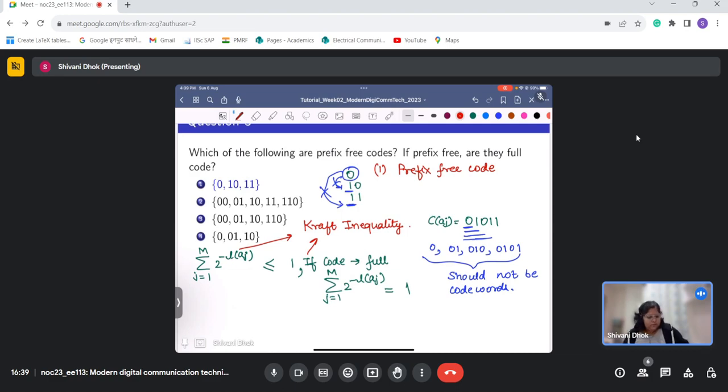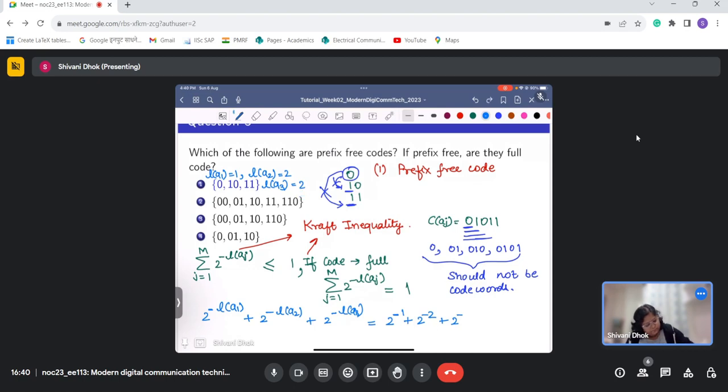Okay, so if you observe here, length of A1 is 1, length of A2 is 2, and length of A3 is 2. So using Kraft inequality, what we have is 2 to the power minus length of A1, which is 1, plus 2 to the power minus length of A2, plus 2 to the power minus length of A3. This is equal to 2 to the power minus 1, plus 2 to the power minus 2, plus 2 to the power, length of A3, which is again 2.